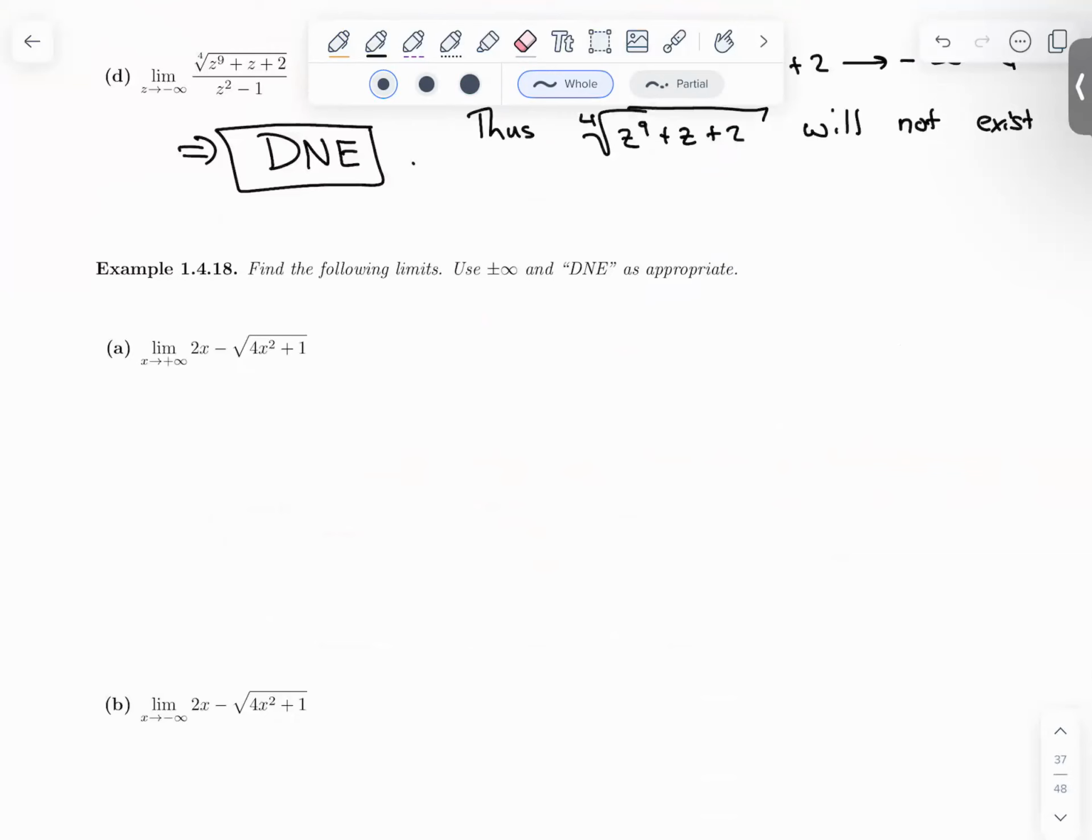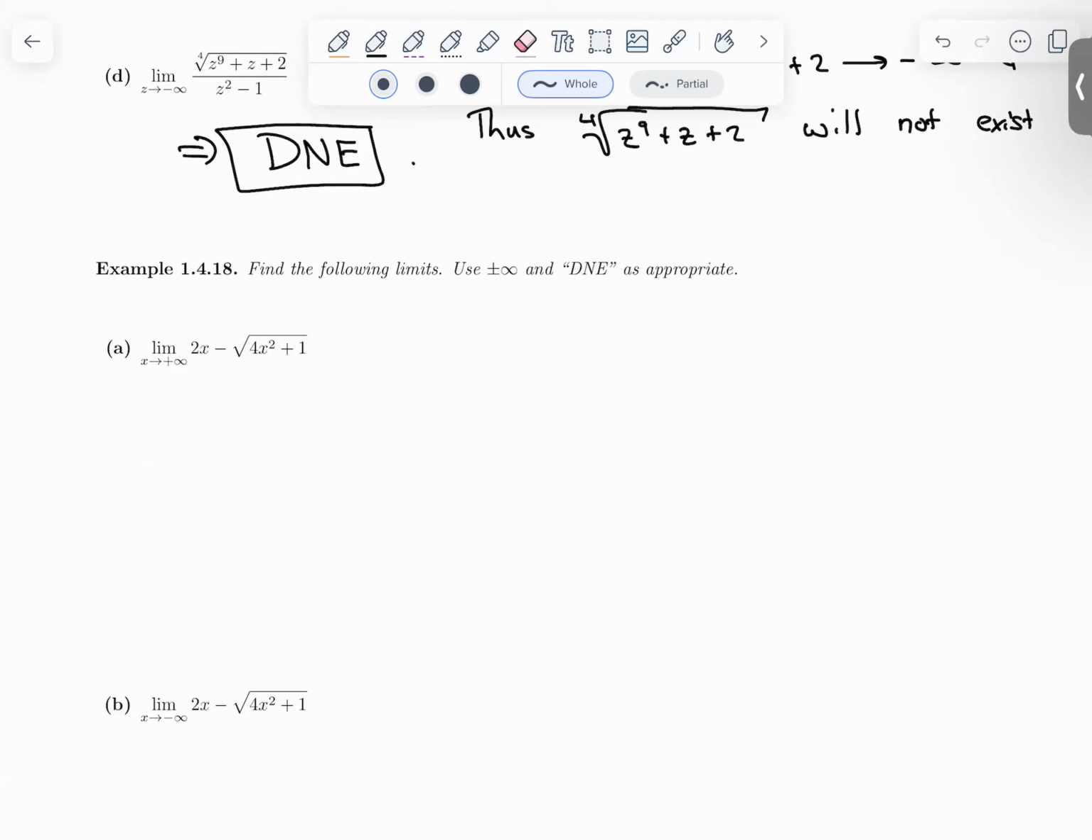Now we come to, legitimately, a problem I stole from my graduate textbook because I think it's a very, very silly problem. And I just want to show you how mathematicians think. So x goes to positive infinity. 2x will go to positive infinity as well. It'll just keep increasing. It's going to be 2 times infinity, which is still infinity. And then the square root of 4x squared plus 1 will also go to infinity. So you're going to get infinity minus infinity, which is an indeterminate form.